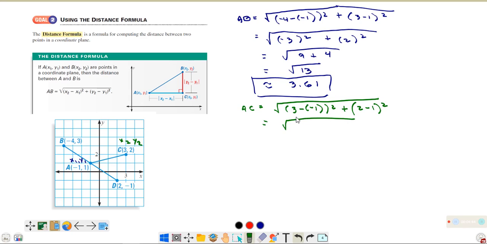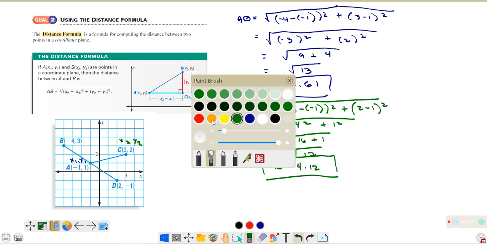Simplify natin sila. Positive 3 minus negative 1, so magiging 3 plus 1 na siya. Magkakaroon tayo dito ng 4, 4 squared, plus 2 minus 1, which is 1, and then squared. We're going to have 16 plus 1, which is equal to square root of 17. And square root of 17 is approximately equal to 4.12. So, this is the length of AC.